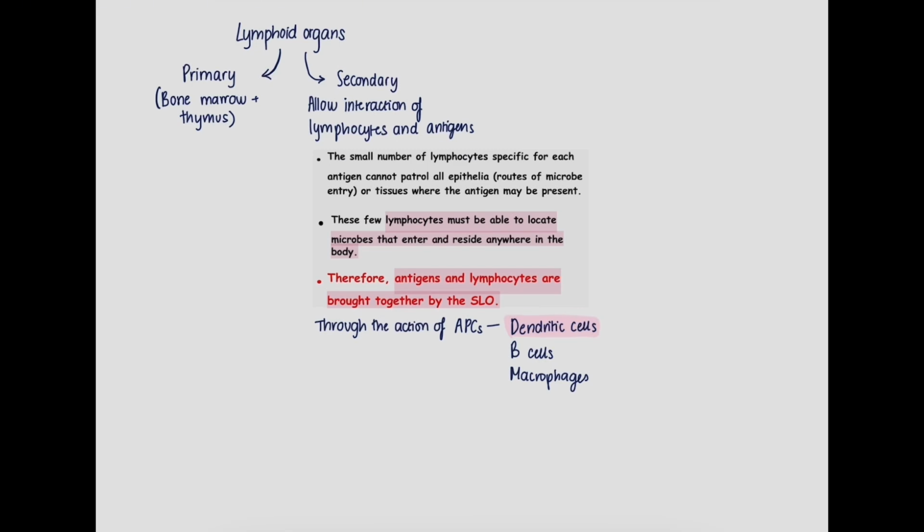As for the secondary lymphoid organs, this is what allows the interaction of lymphocytes and antigens, and this is beneficial since we have antigen-presenting cells patrolling around the body, and they collect antigens from all over the body and move on to the lymph nodes and present these antigens to lymphocytes, allowing them to become activated and perform their effector functions. And as we can see here, these few lymphocytes must be able to locate microbes that enter and reside anywhere within the body, and this is through the action of antigen-presenting cells such as dendritic cells, B cells, and macrophages. Most importantly, we have dendritic cells, which, as we know, are the bridge between the innate immune system and the adaptive immune system.